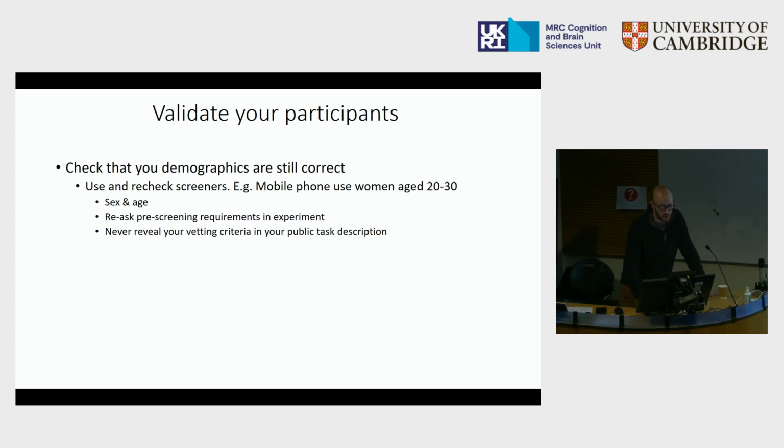So just put a question in your study. For example, if you're looking at mobile phone usage for women aged 20 to 30, sounds obvious, but put those questions at the start of your experiment. So you're re-asking these pre-screening requirements in your experiment.